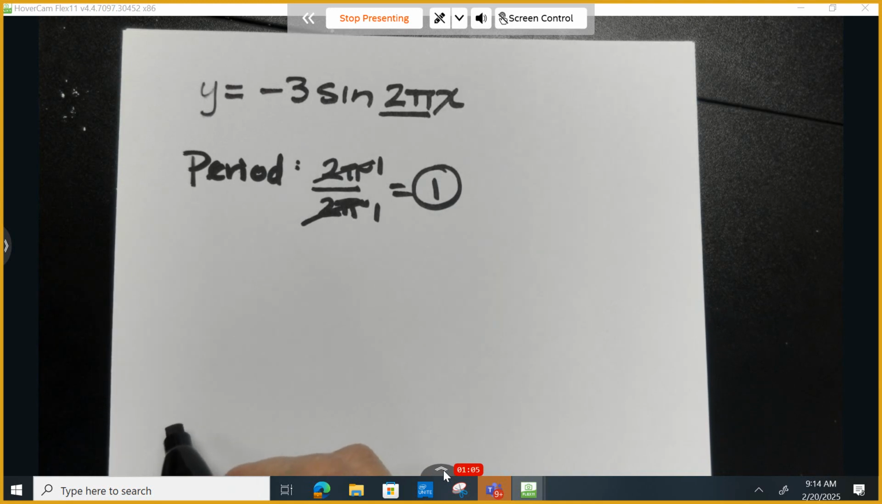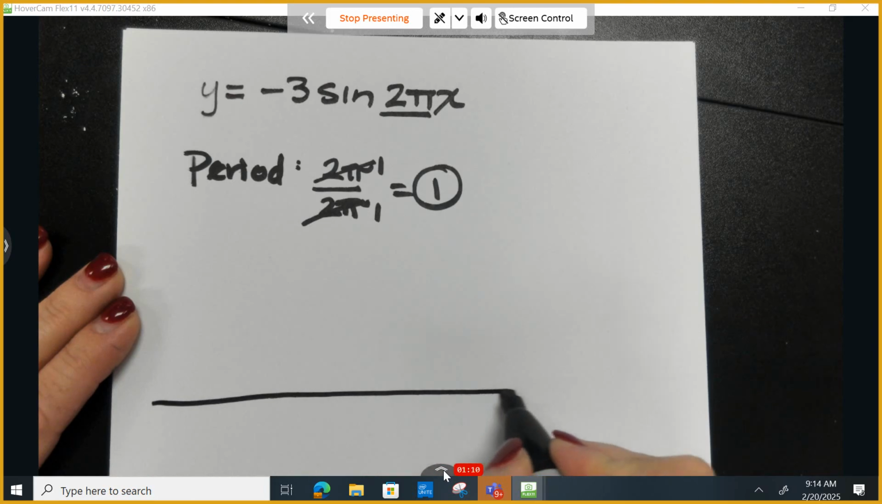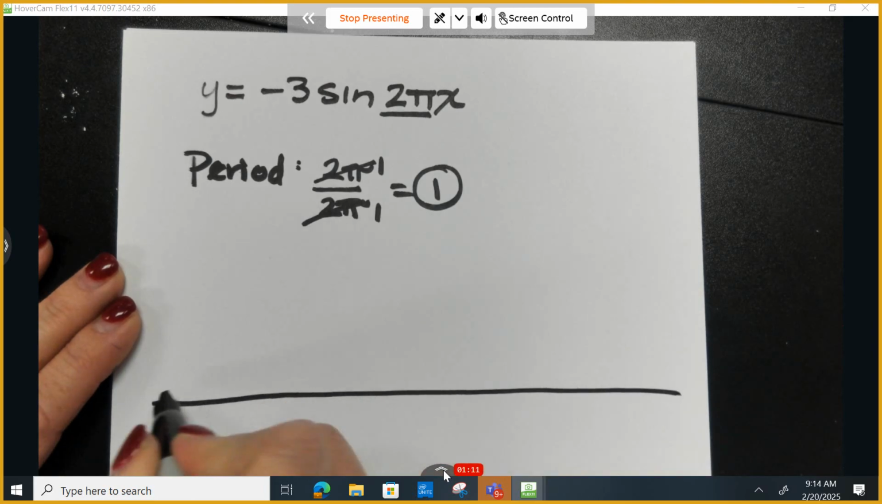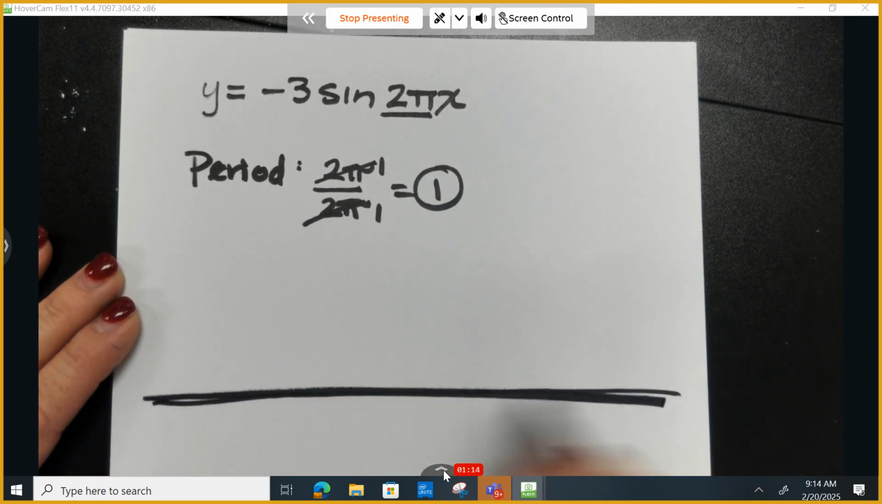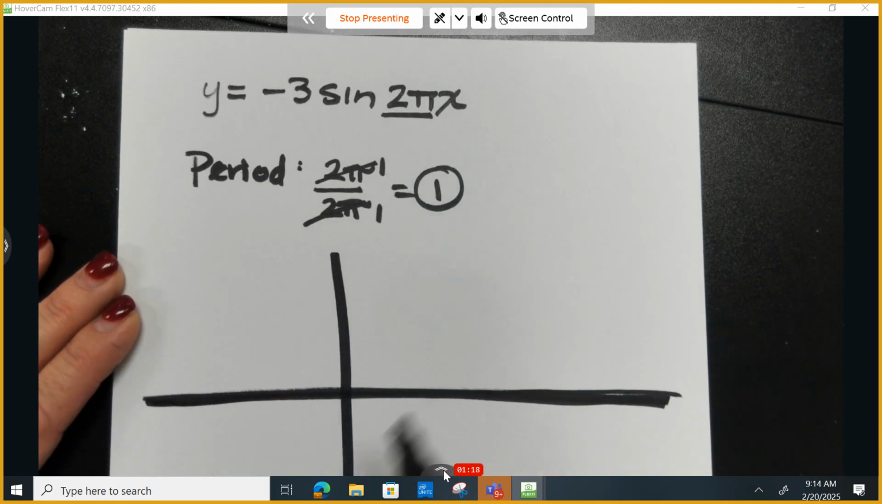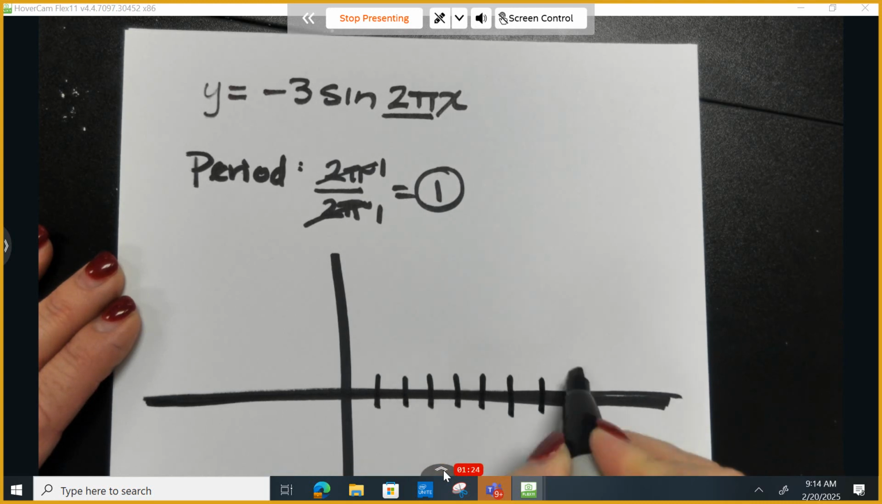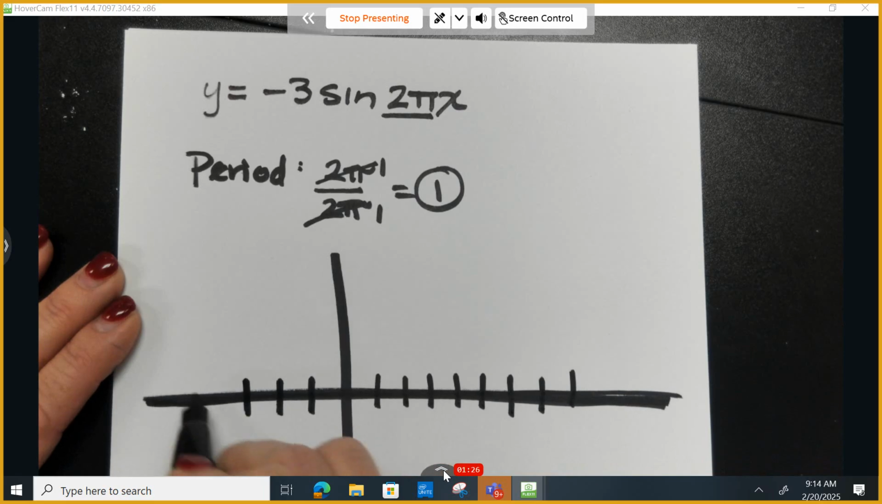On your desk, please do the same thing that I'm doing. Make a fairly long horizontal line. We are going to do 2 cycles to the right, so 8 steps. 1, 2, 3, 4, 5, 6, 7, 8, and 1 cycle to the left.